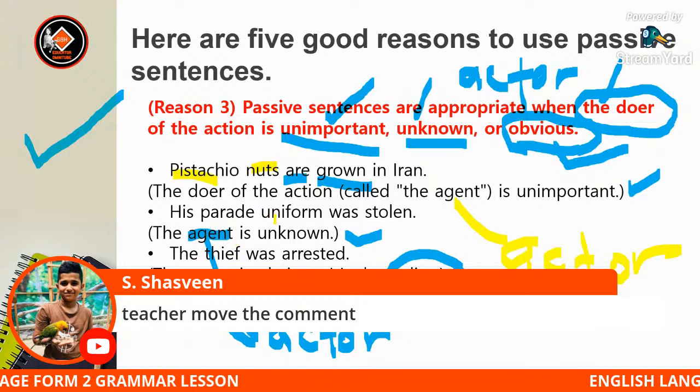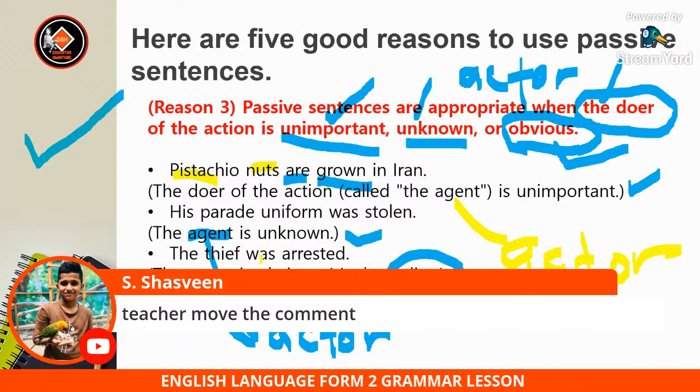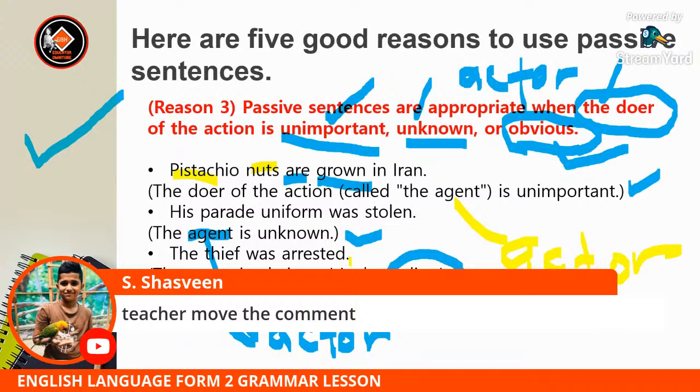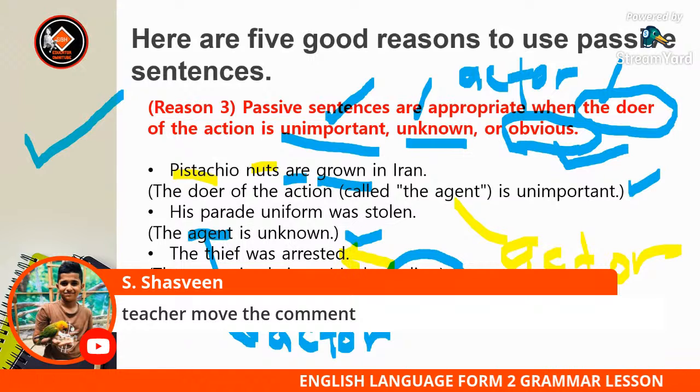Next, his parade uniform was stolen. So who stole it? You do not know. So the actor is unknown. The thief was arrested. Okay, this one you know, right? Obvious. Who can arrest? Only the police can arrest the thief.